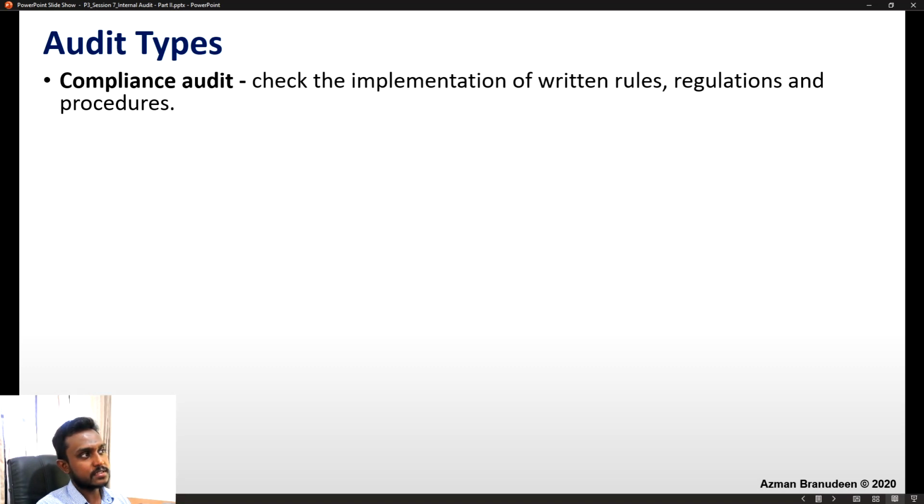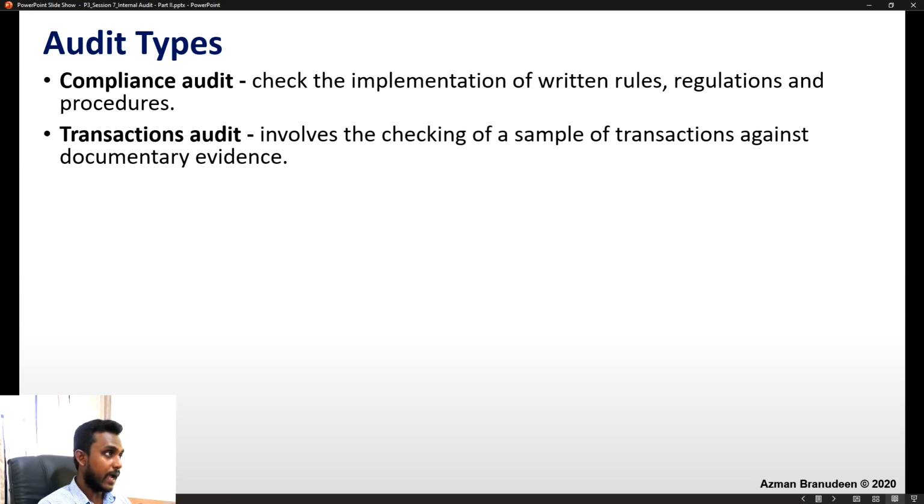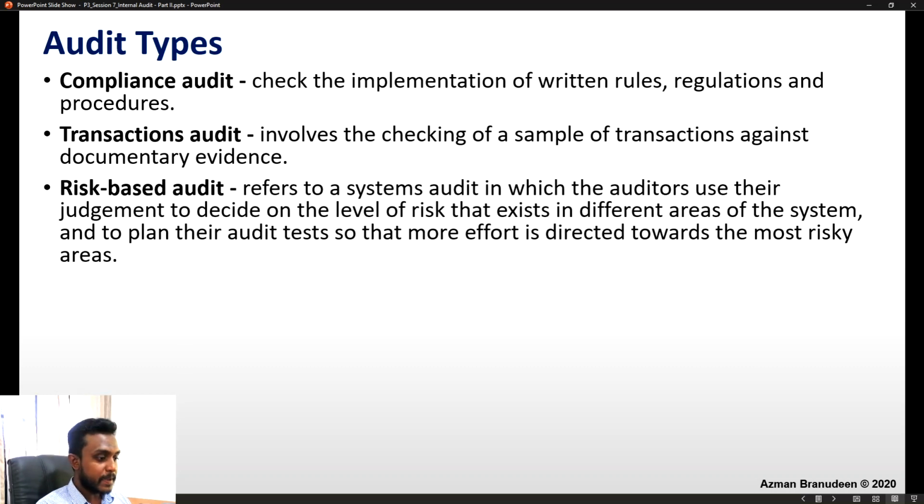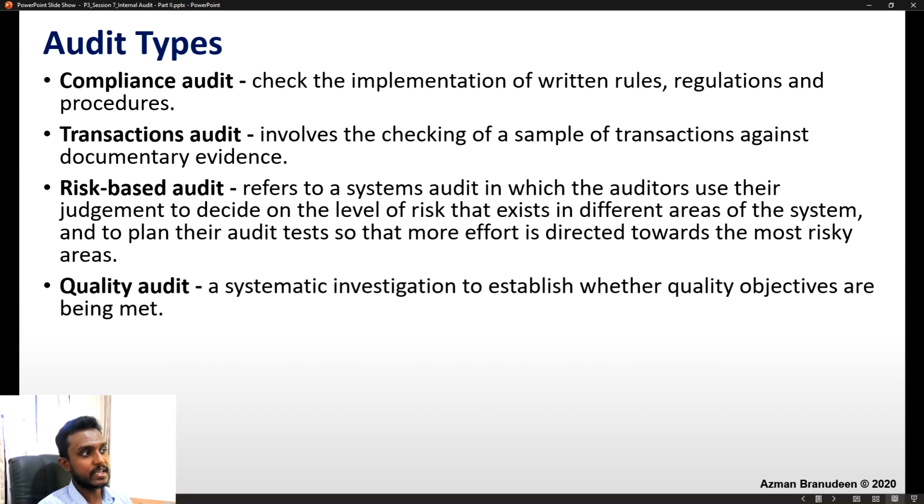A compliance audit checks the implementation of written rules, regulations and procedures. A transactions audit involves the checking of a sample of transactions against documentary evidence. A risk-based audit refers to a systems audit in which the auditors use their judgment to decide on the level of risk that exists in different areas of the system and to plan their audit tests so that more effort is directed towards the most risky areas. A quality audit is a systematic investigation to establish whether quality objectives are being met.